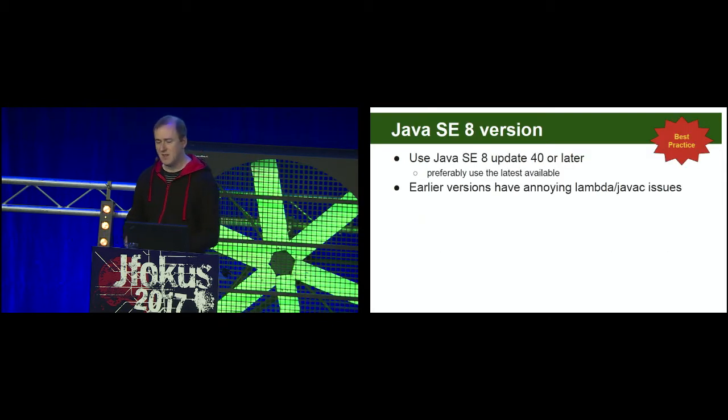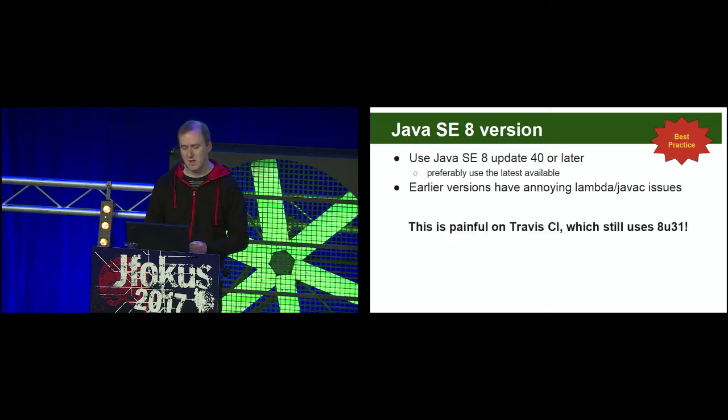So let's begin. First thing you need to know is use Java SE 8 update 40 or later. Don't bother with anything before Java update 40. It'd be nice if it had been called 8.1, because that would have made it more obvious. Basically, earlier versions have such annoying lambda javac compile issues that you'll just spend your time fighting the compiler rather than actually getting any work done. Sadly, Travis CI, the online continuous integration system, one of their modes still uses Java update 31. So that's a bit rubbish.